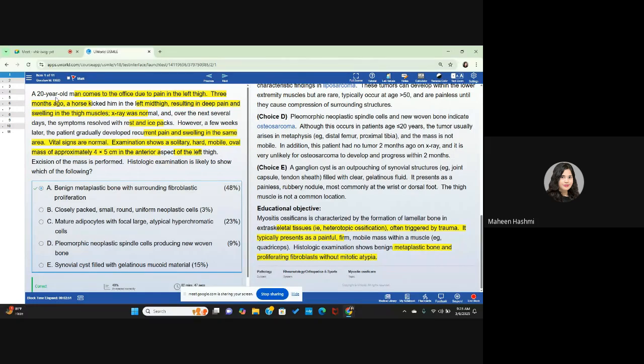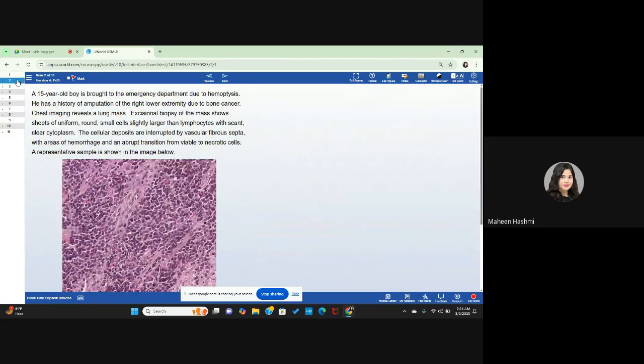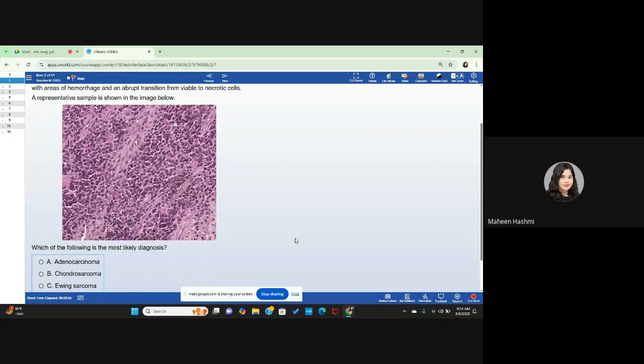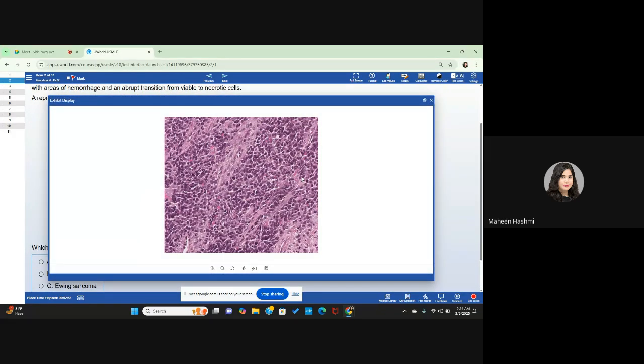It's usually due to the horse, they're weirdly obsessed with horses. So whenever they give you a horse type vignette, it's always myositis ossificans. Okay, then we go to the next question. I think we talked about this picture yesterday. What do you think? Come on, active recall.